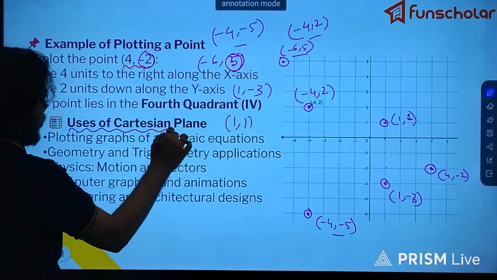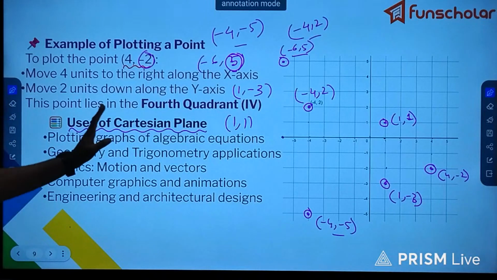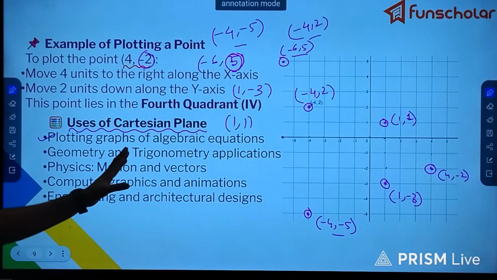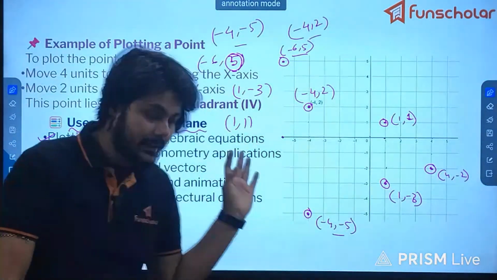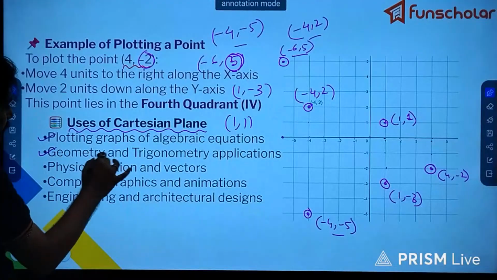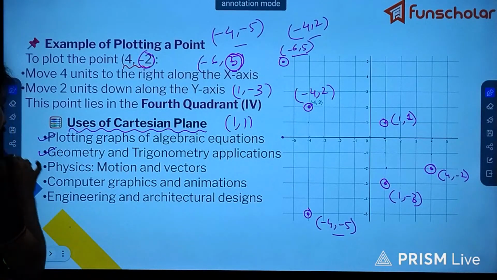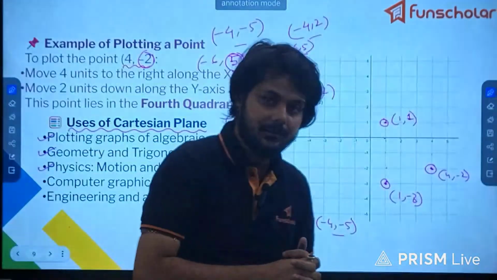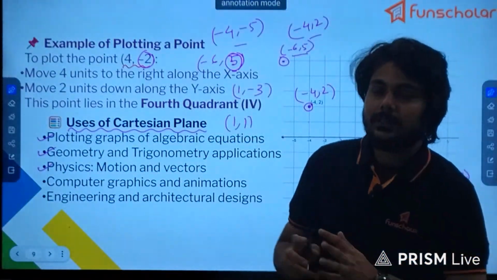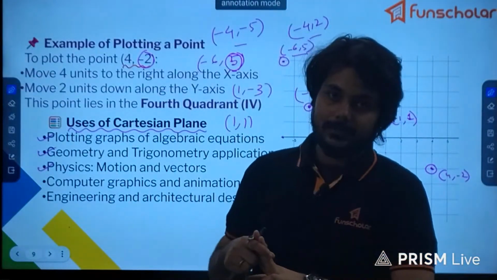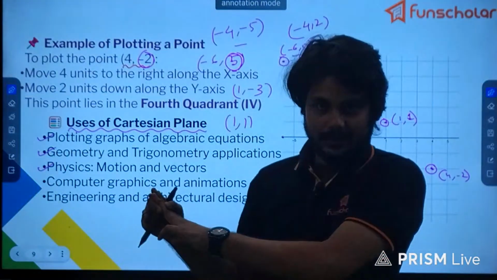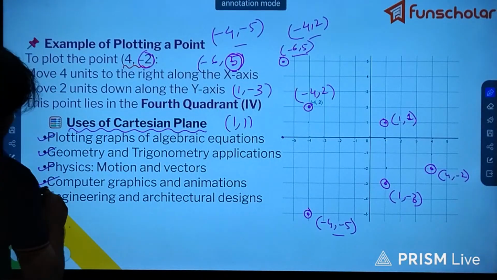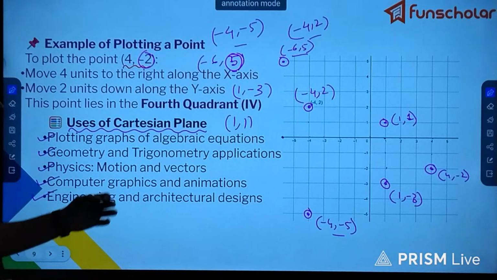Now let's quickly see the uses of the Cartesian plane. First of all, plotting graphs of algebraic equations, which we will see in our upcoming slides. Geometry and trigonometry applications. Motion and vectors. You have also studied motion and vectors. The 3 laws of Newton related to motion, they are graphs. Computer graphics and animations, engineering and architectural designs.